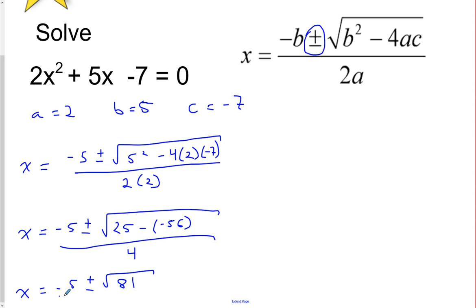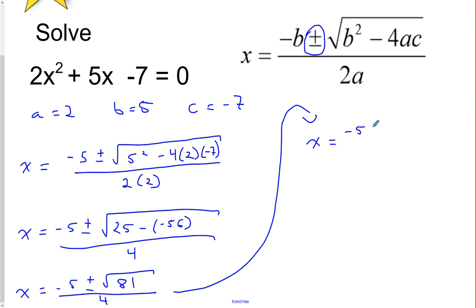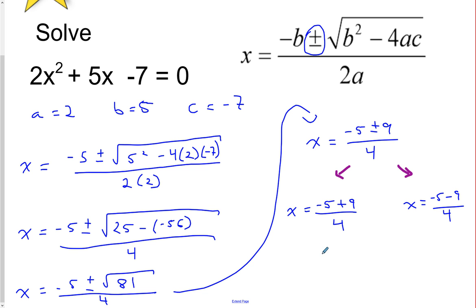Oh, that's a nice square rootable number. How convenient. Let's move up over here. So we're going to have x equals -5 plus or minus, the square root of 81 is 9. And now we're going to try and split off into two different solutions. We're going to do one with our plus and one with our minus. So x equals -5 plus 9 over 4. And we're also going to do x equals -5 minus 9 over 4. And we'll solve both of those.